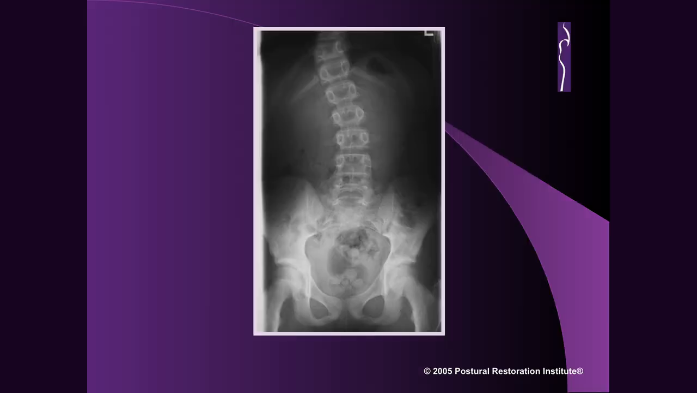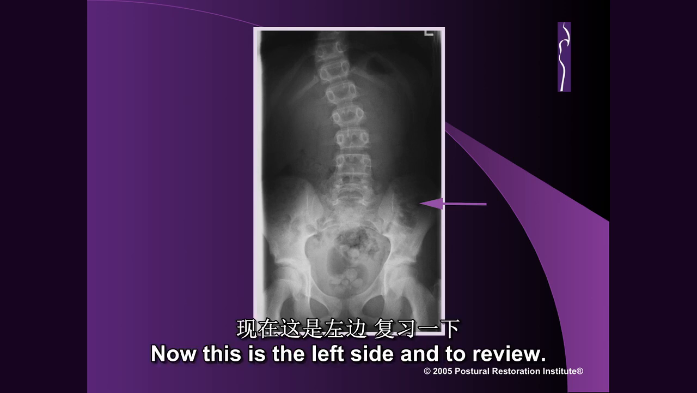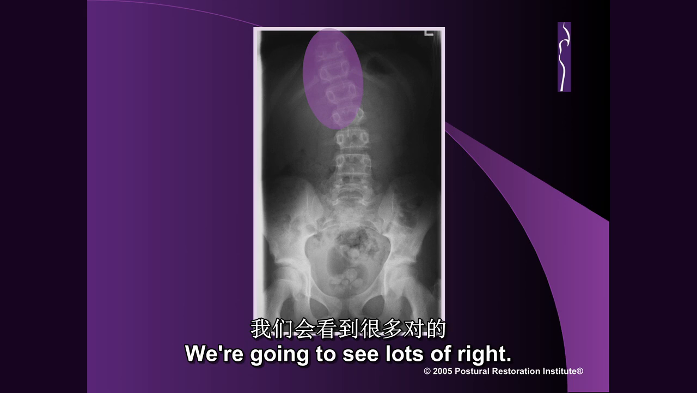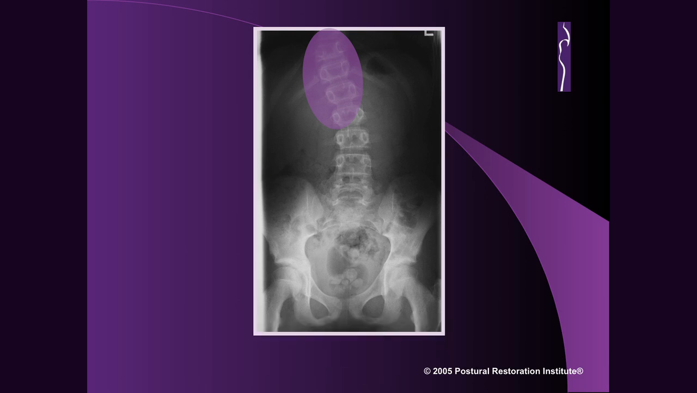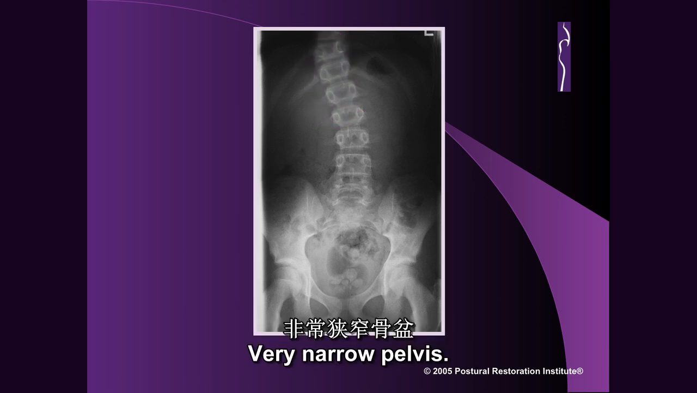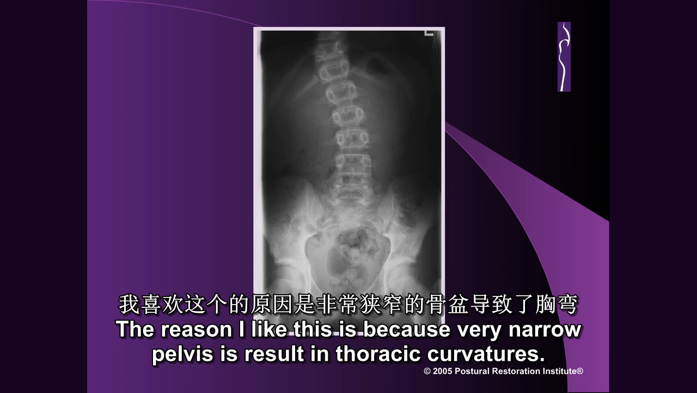Okay, this is the left side now. This is the left side, anterior view. This is the right thoracic curve. You're going to see lots of right thoracic curves. Very narrow pelvis. The reason I like this is because very narrow pelvises result in thoracic curvatures.